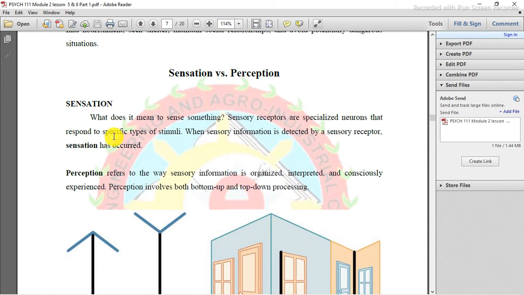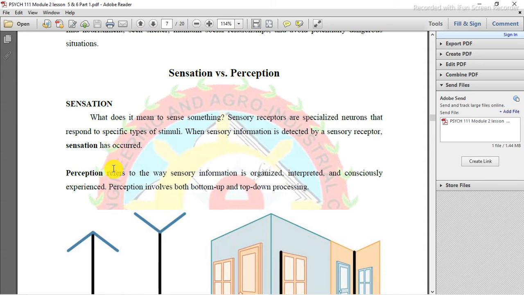Okay? Sensation: what does it mean to sense something? Sensory receptors are specialized neurons that respond to specific types of stimuli. Yan yung sensory natin. Meron tayong sensory neurons, di ba? Sensation yan. When sensory information is detected by the sensory receptor, sensation has occurred.